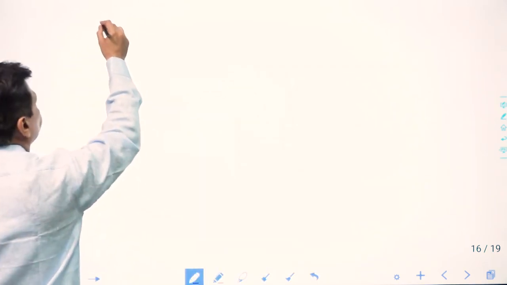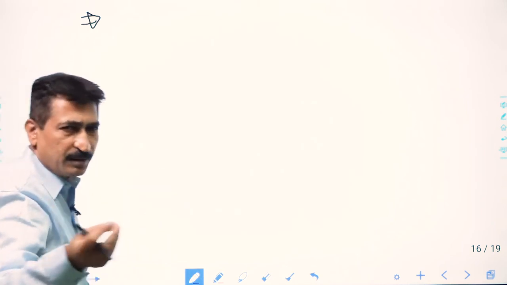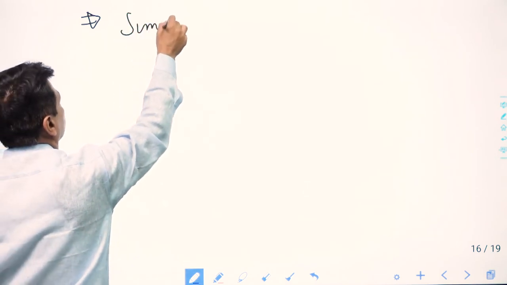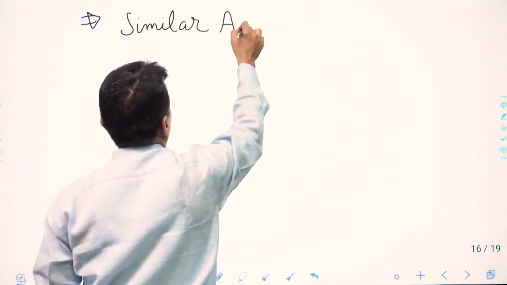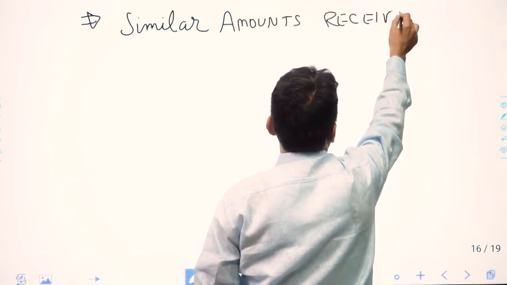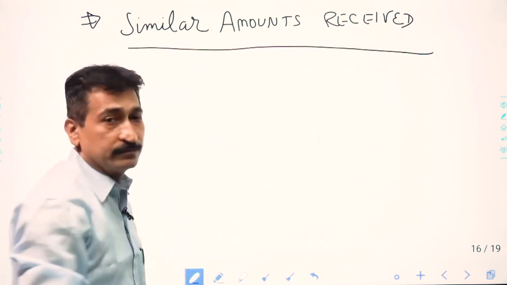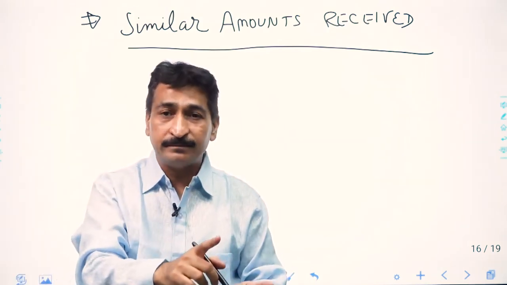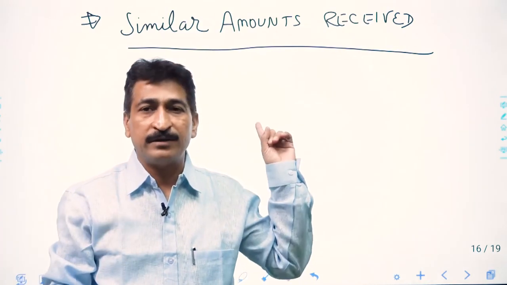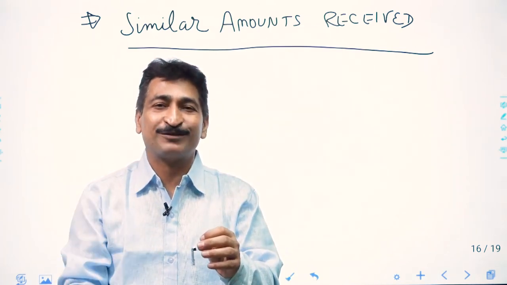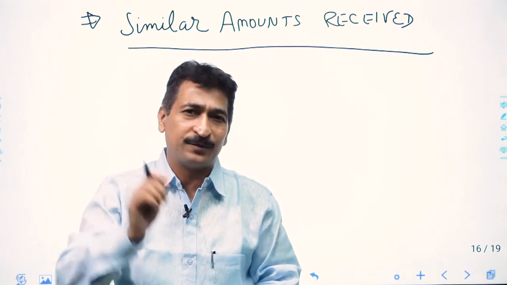Next type, I do not remember the number, maybe it is 9th or 10th, just see what is the number. If similar amounts are received, now the difference is, if the amount paid back is same in each case, 1 upon R1 T1, 1 upon R2 T2. If the amounts paid is same in each case, what will you do? Guess, and you have to find the ratio of principals.